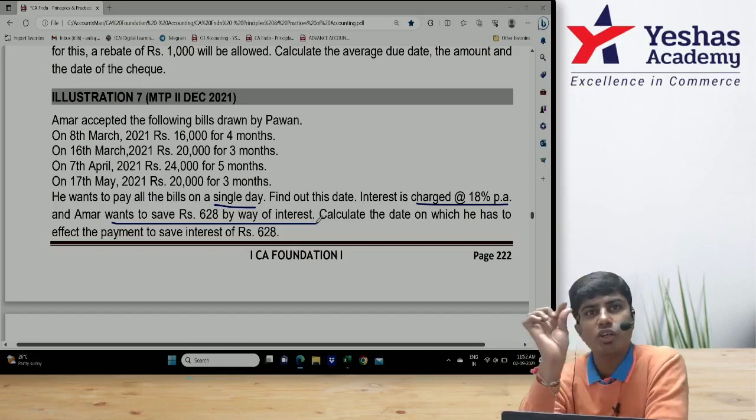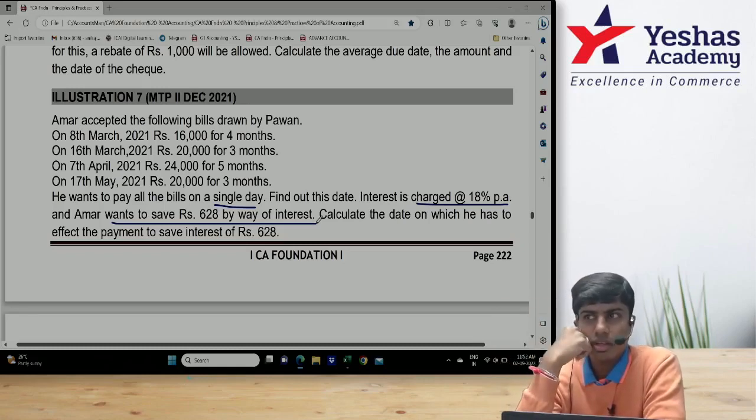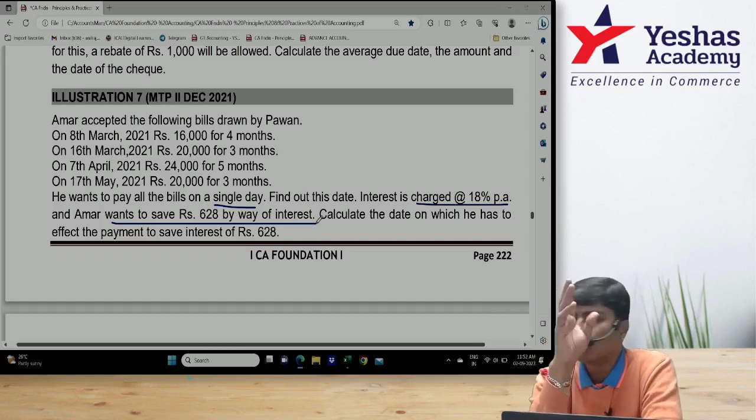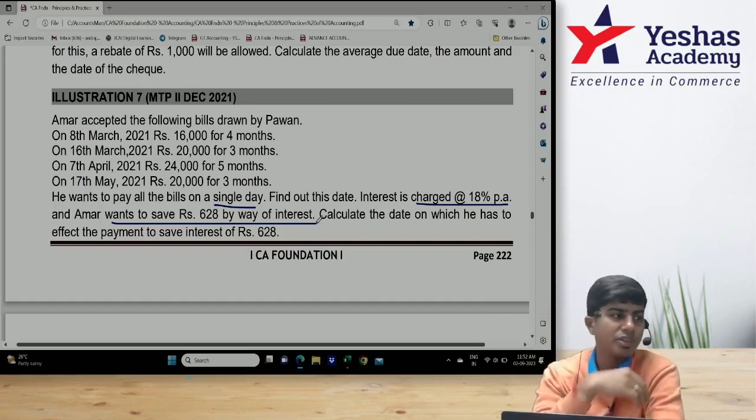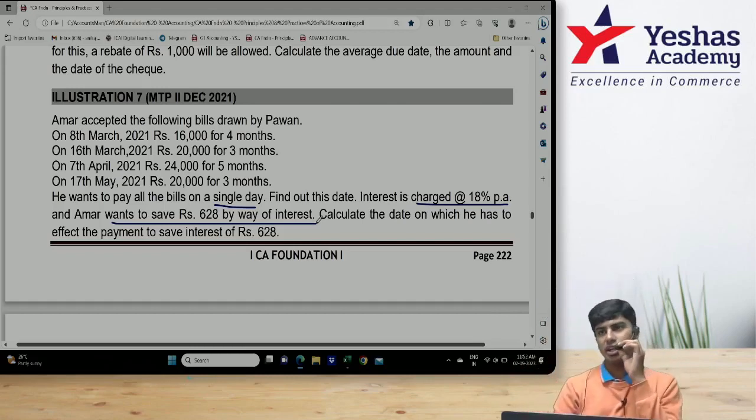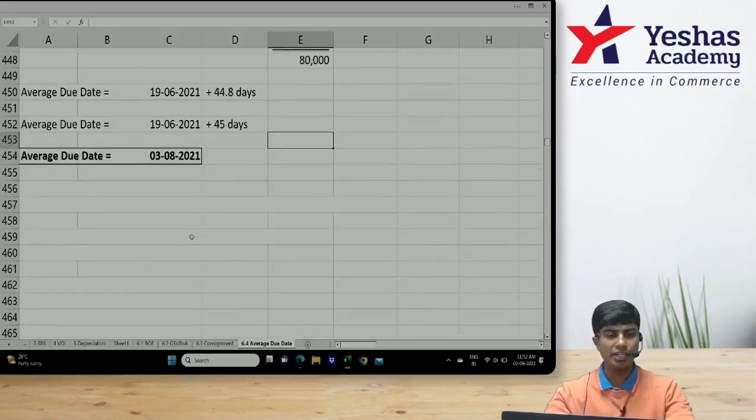See, interest is equal to P into T into R. Till now, we should not know interest. We should do P into T into R and find interest. Here, we know interest is 628. Principal amount we know, 16 plus 20 plus 24 plus 20, 80,000. Time we don't know. Rate of interest 18%. Can we find the period for which interest will be 628? Come on, let us do it.